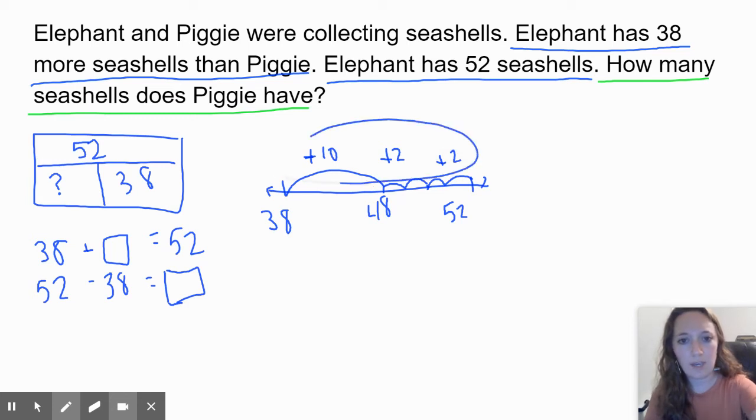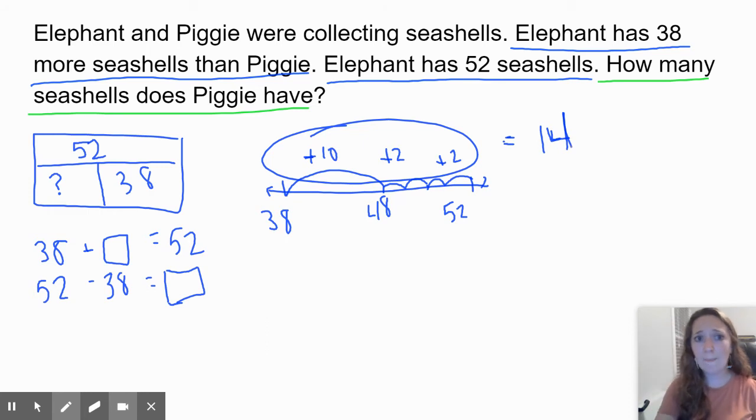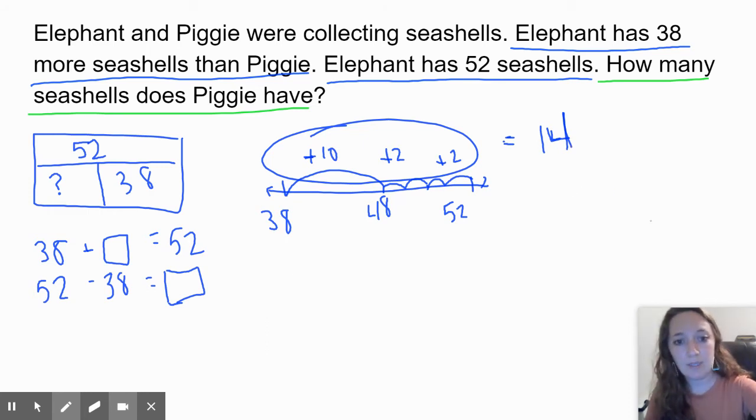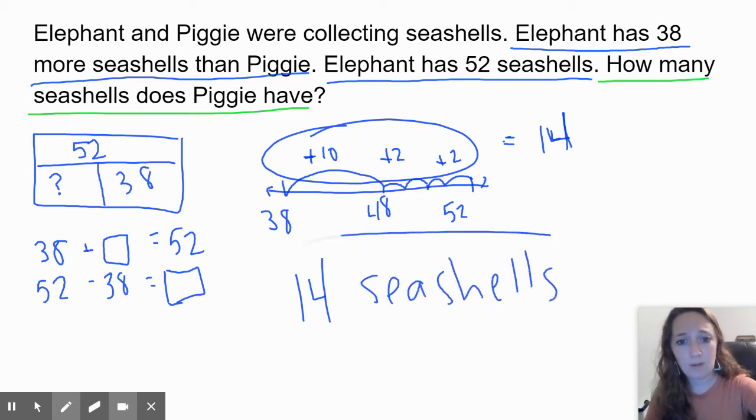So I can count all my jumps. That'll get me to 10, 11, 12, 13, 14. So how many seashells does Piggy have? Piggy has 14 seashells, because you can't forget to label that answer.